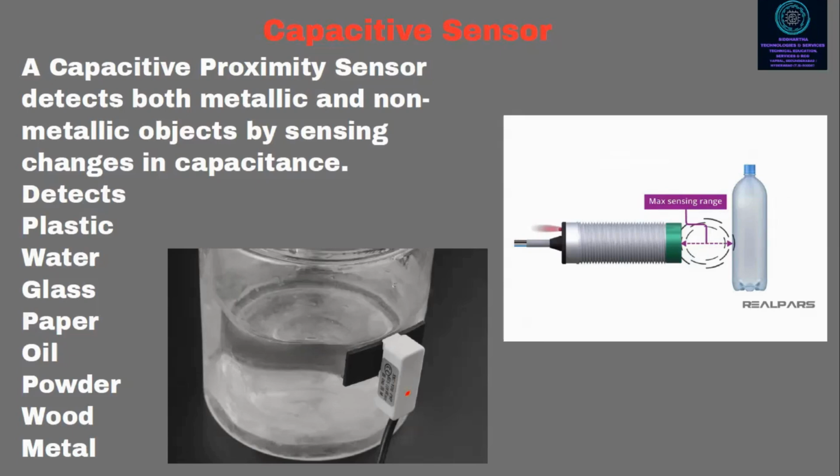What does it detect? Plastic, water, glass, paper, oil, powder, wood, and metal. All things, metal and non-metal, are detected in this, but it is specially used for detecting the level of water or liquid presence. So that is the main use of the capacitive sensor.